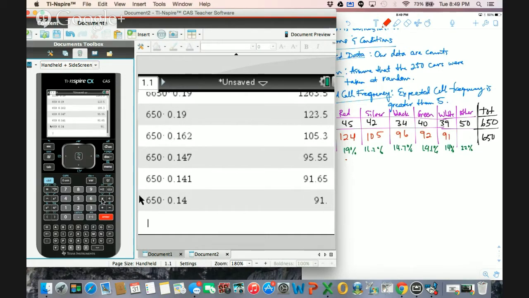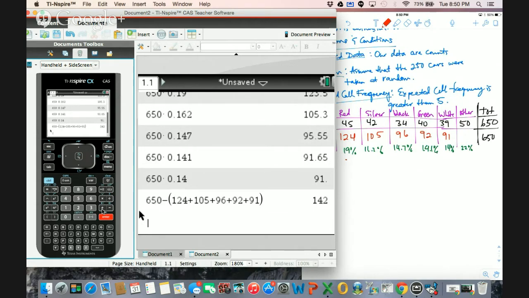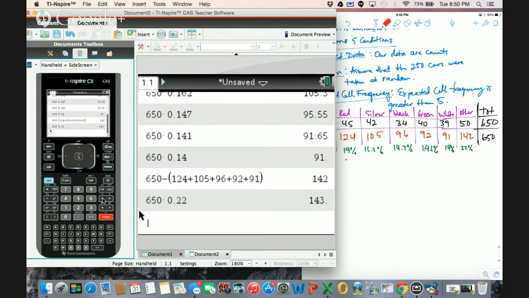All right, so what I'm going to do here is take 650 and subtract from it the sum of all of the other things that I have there: 105, 96, 72, 91, and I'll make it 142. That goes in here. Just to double check, 650 times 0.22 is 143, but we can't have that extra 1 in there. We've got to have them add to even amounts, so 142 will be sufficient.